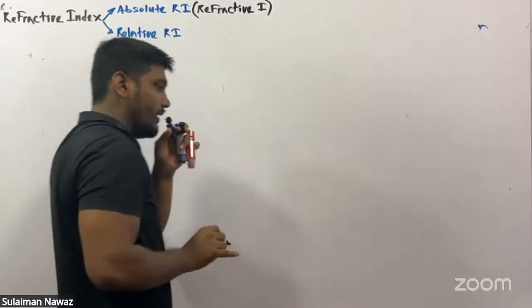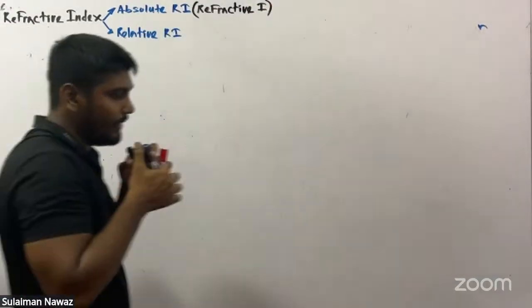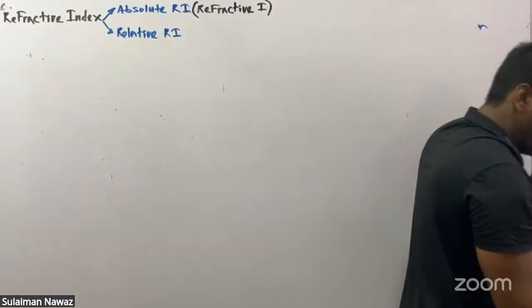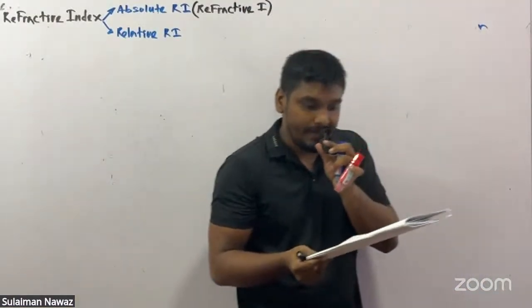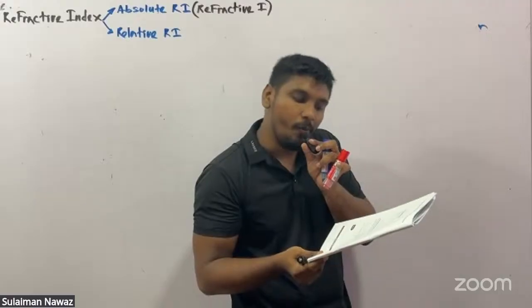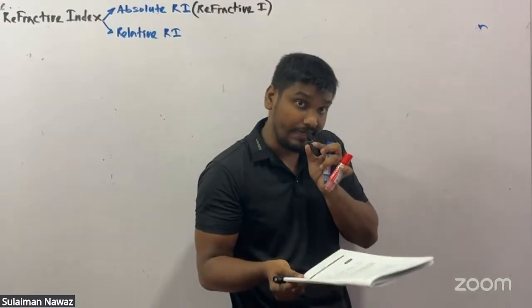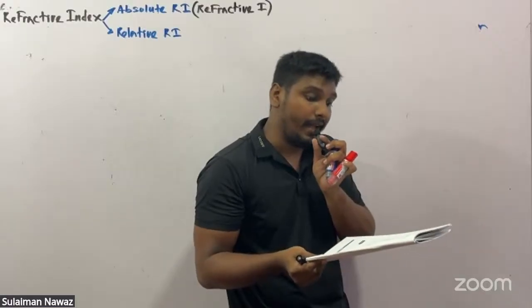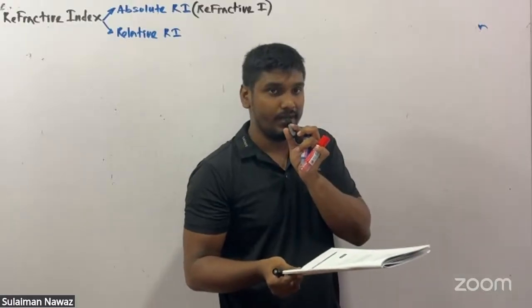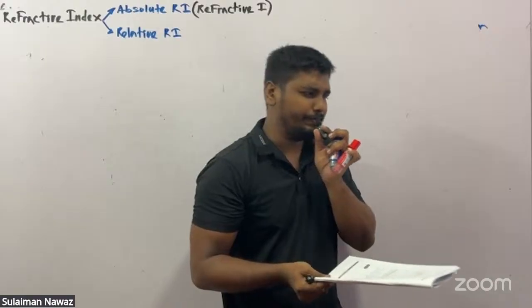First of all, we'll talk about what absolute refractive index is. Now read it. The absolute refractive index of a medium is a measure of how much the speed of light is reduced when compared to its speed in vacuum.